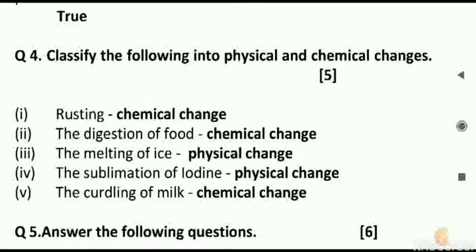Next we have question number 4, classify the following into physical and chemical changes. First part, rusting. Rusting is a chemical change. Second part, the digestion of food. It is a chemical change. Third, the melting of ice, physical change. Fourth, the sublimation of iodine, physical change. And fifth, the curdling of milk, chemical change.